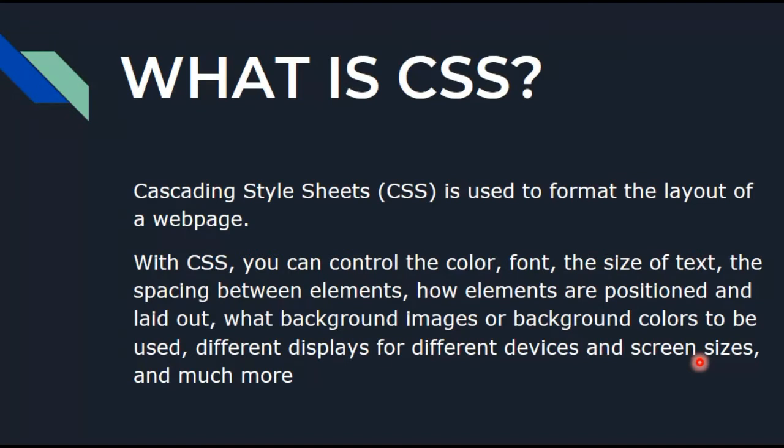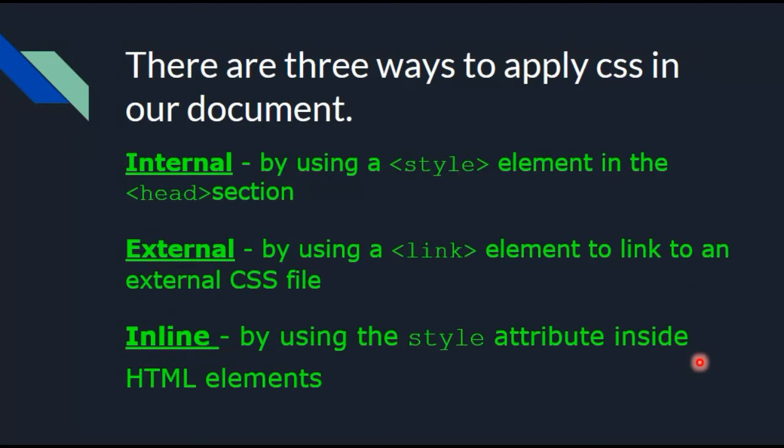Now see how to implement CSS in our web pages. There are three ways to apply CSS in our document. The first one is the internal method, the second one is the external method, and the third one is the inline method. In the first method we will use a style tag in the head section of our document. In the second method we will use a link tag to link an external CSS file, and in the third method we will use a style attribute in the elements. Don't worry about that, we will do a practical later.